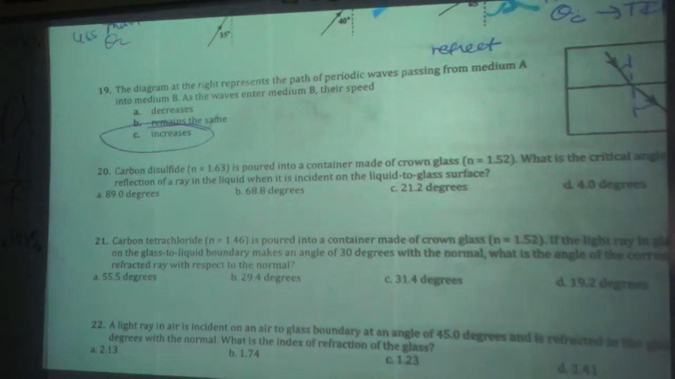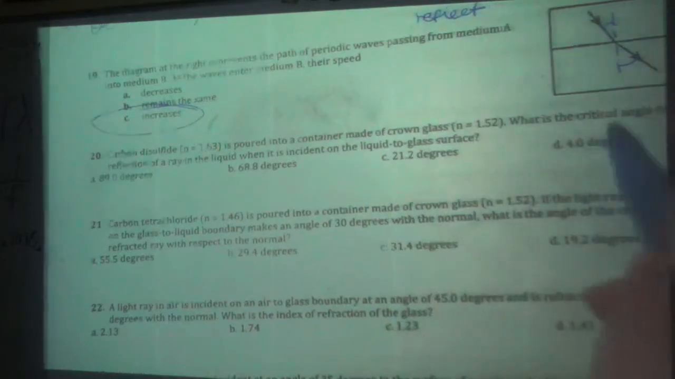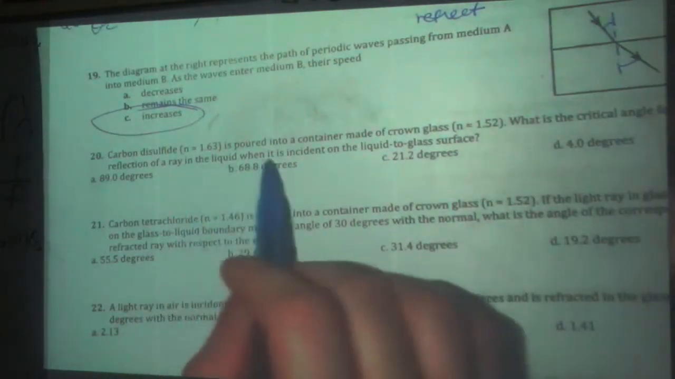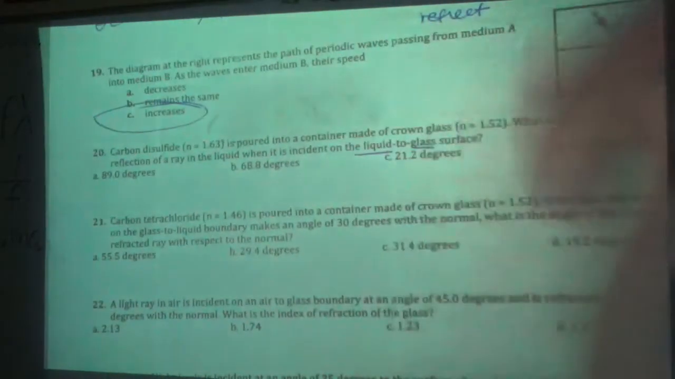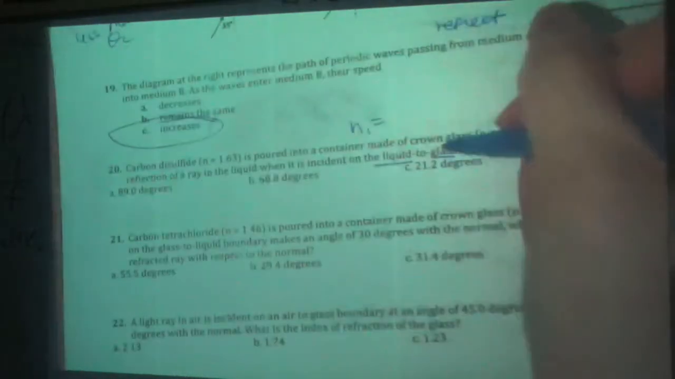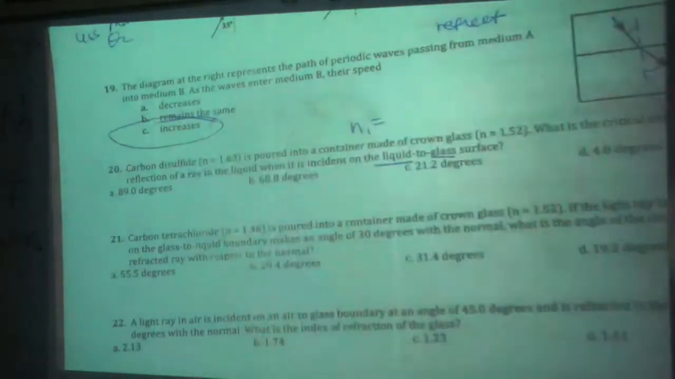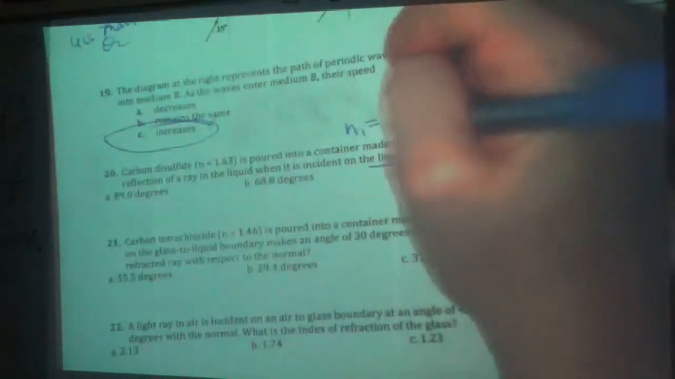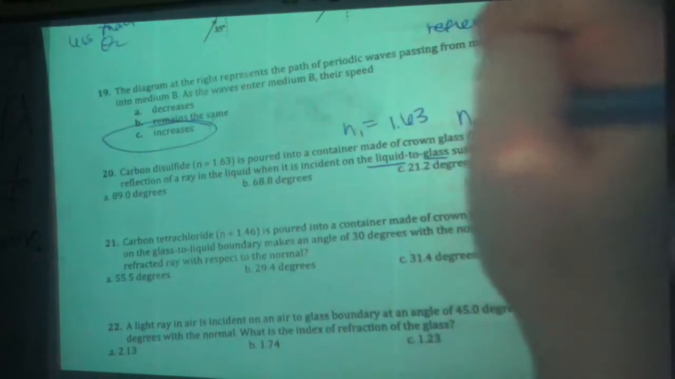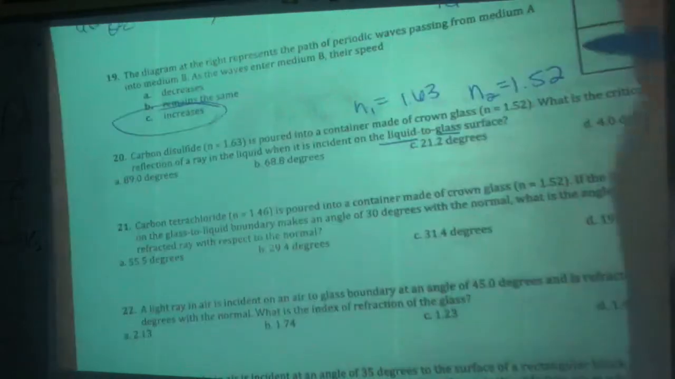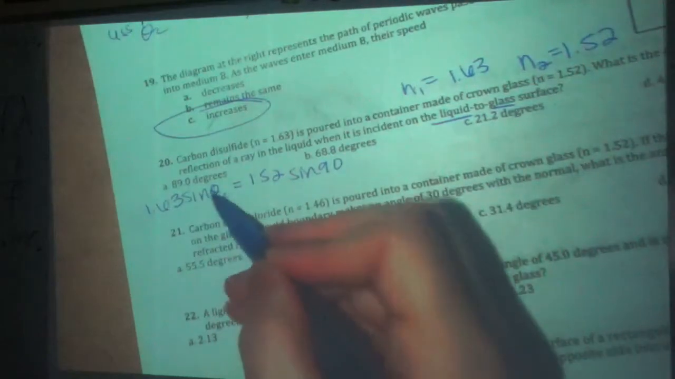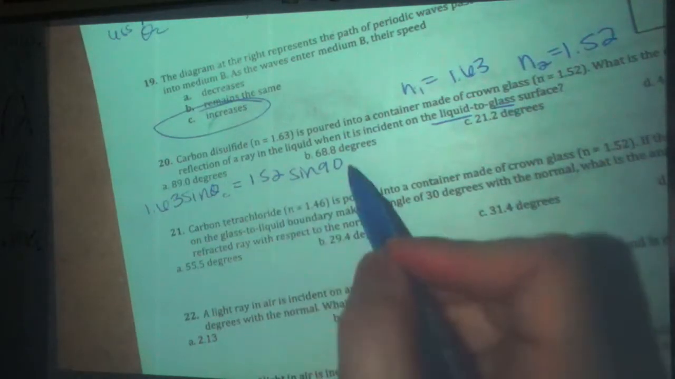Carbon disulfide is poured into a container made of crown glass. What is the critical angle when it's incident on the glass to liquid? So, liquid to glass. So it's going from the liquid, which I'm guessing is this, because that's not the glass, going into the crown glass. To find the critical angle, well, critical angle is the one that makes it refract at 90 degrees. So now I just plug in my n's. So n1 sine of what angle goes into n2 that will refract at 90.